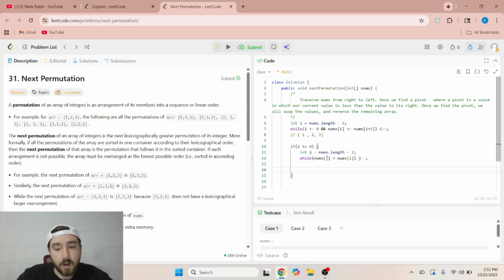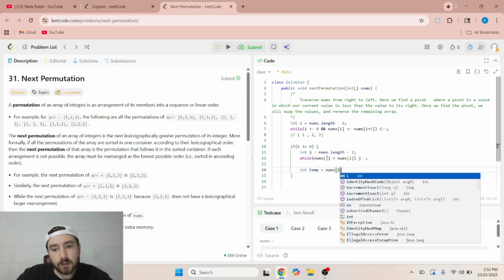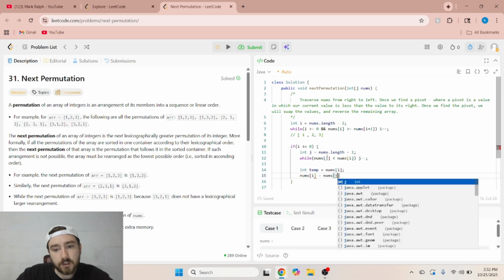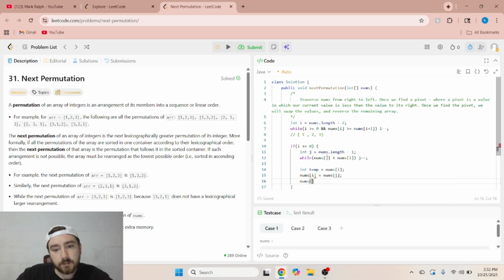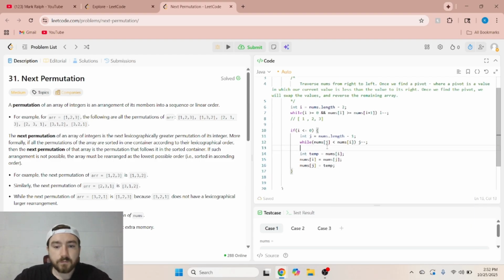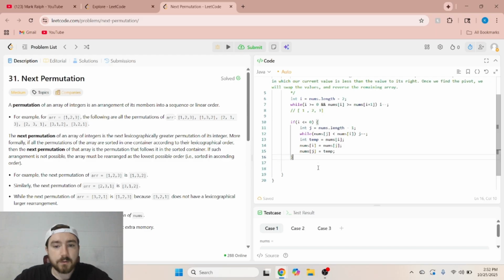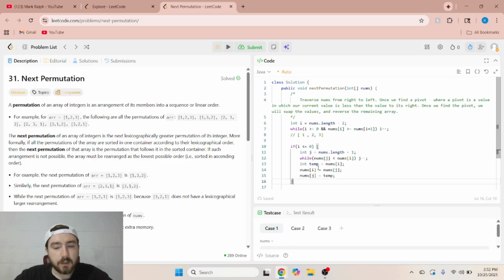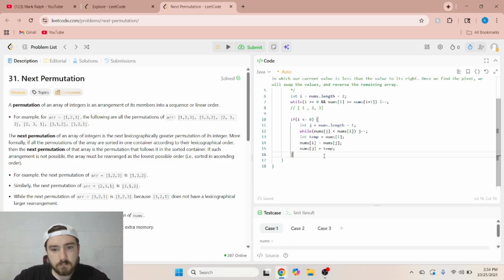So we'll do our swap here. Temp equals nums sub i, and then we'll say nums sub i equal to nums sub j, and then nums sub j is equal to temp. Okay, so we've done our switch here. Now the only thing that we have left to do is to reverse the array, but not the entire array, just reverse that right side. So how can we do that?